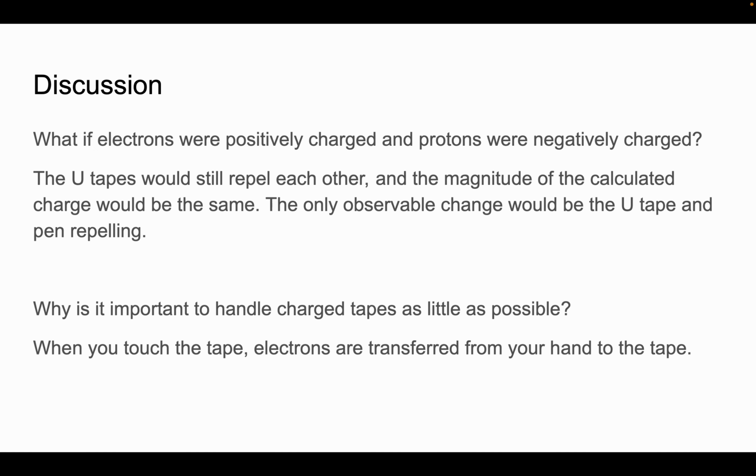Quickly, if electrons were positively charged and protons were negatively charged, the U-tapes would just both have negative charges, still repel each other, and it would be the same magnitude charge. However, since they would be negatively charged, we would have observed that it was repelled from the pen.